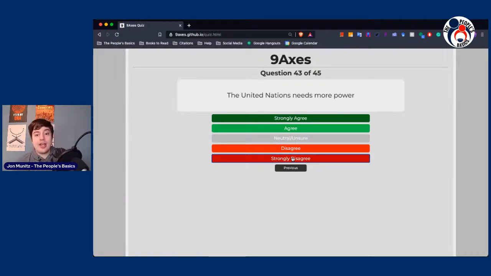Next, the United Nations needs more power. I'm not sure. I genuinely am not. I need to do a much deeper dive into what authorities it has to supersede nations. I don't know enough to make a comment here. Catering to popular opinion is detrimental to a nation.